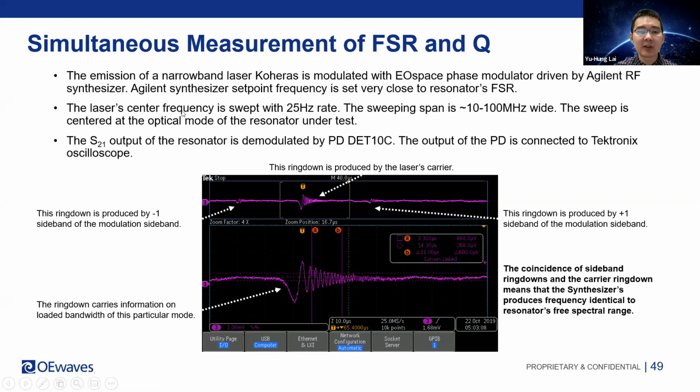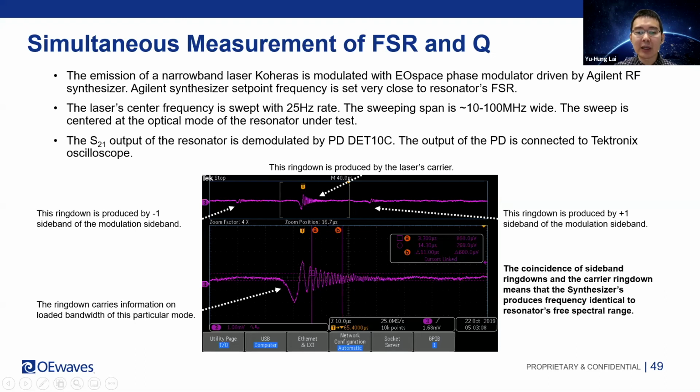The laser center frequency is swept with a 25 Hz rate. The sweeping span is 10 to 100 MHz wide. The sweep is centered at the optical mode of the resonator under test. Then the output is detected by a PD, which can be purchased from Thorlabs, and the output of the PD is connected to a Tektronix oscilloscope. So you can see that this is zoomed out, this is zoomed in. The zoomed-out view shows the characteristics of the fundamental mode here, and the first +1 sideband and -1 sideband here.